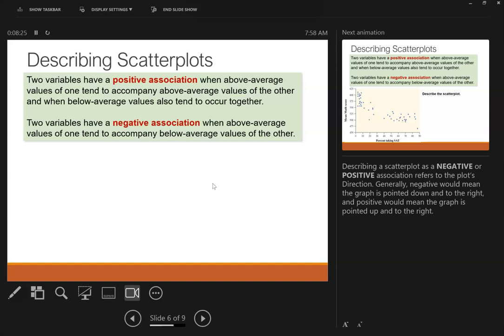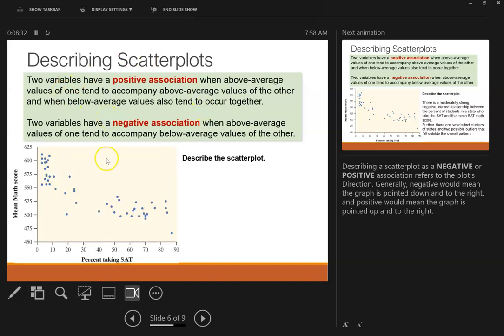So when we talk about direction, we want to talk about whether we have a positive or a negative association. So if I look at this guy, what does the direction appear to be here? We'd say it has a negative association because as we move from left to right, the data is trending down. So we'd say that the direction here is negative, or has a negative association.